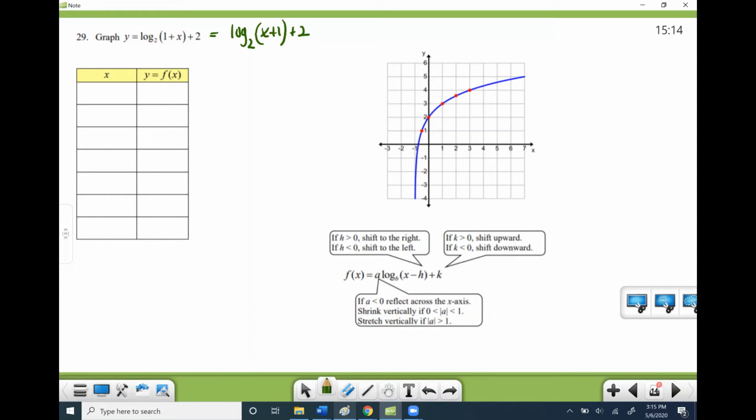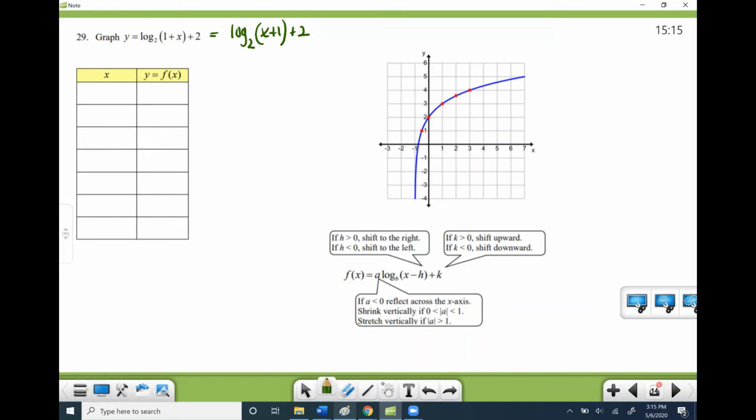Now, this one's not going to be as pretty if we were to try to write it as an exponential. It'd be 2 to the y power equals, I wouldn't even be that. We got this plus 2 ruining it, huh? You'd have to move the 2 over. I mean, this just isn't looking very easy. Okay, so let's talk about how we graph this.